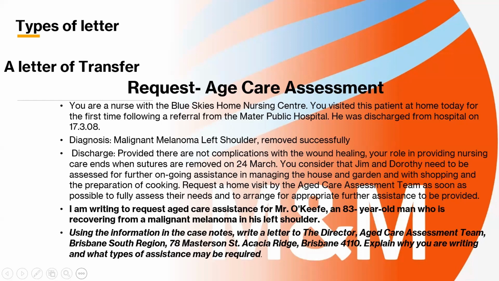So here you can see that you are one of the nurses from this agency. You visited the patient for the first time from this hospital, and the patient is being discharged. The patient had a successful procedure, and there was no complication at the time of discharge. You have been looking after the patient, but on November 24, your role has finished. Now, however, they need to be assessed for ongoing assistance in their home and household chores on a daily basis. For that reason, we need an age care assessment team to assess them. So we can write it down in this way.